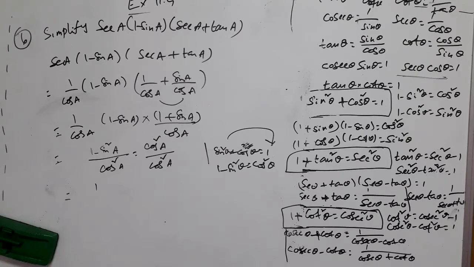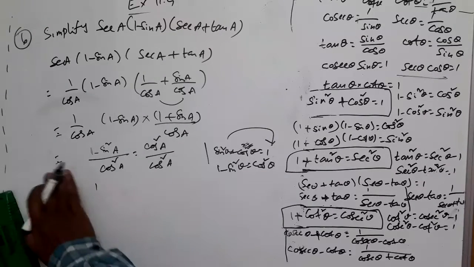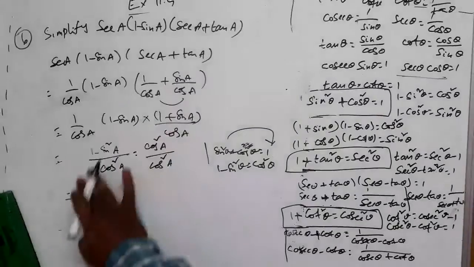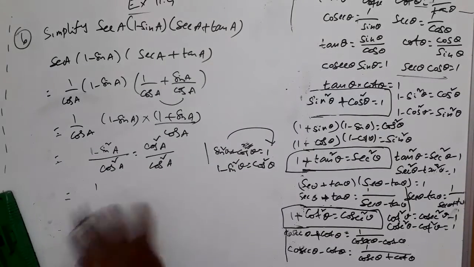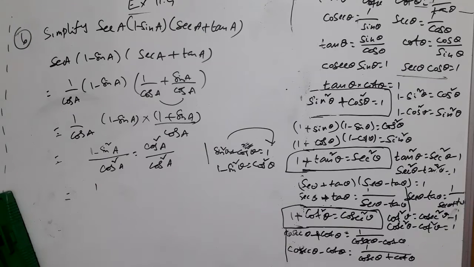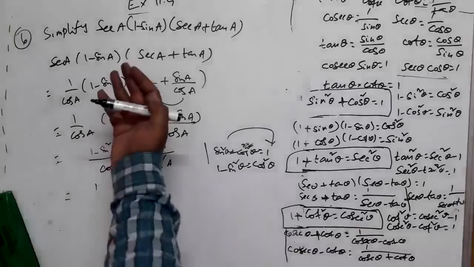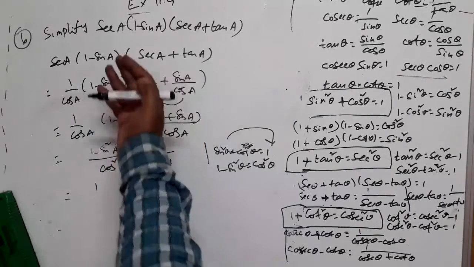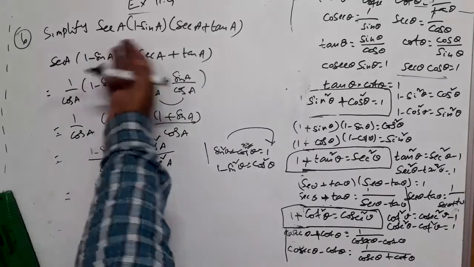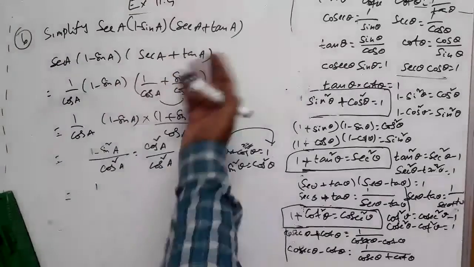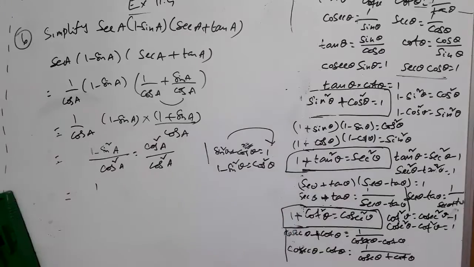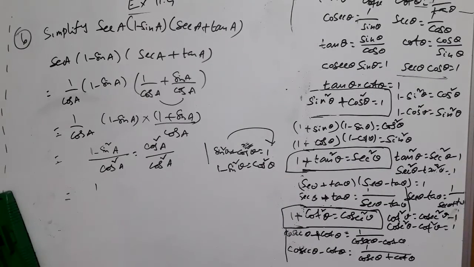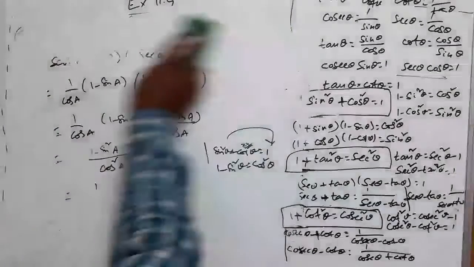So your answer is what? 1. Yes, what you guessed is correct. While substituting some value like 0 degrees, you are also getting the same expression, 1. So this is the answer. So what have you done in this question? You have written all the expressions involved in terms of sine and cos and simplified. You have used the first identity and simplified, right? This is question number 6. Let us proceed to the next question.